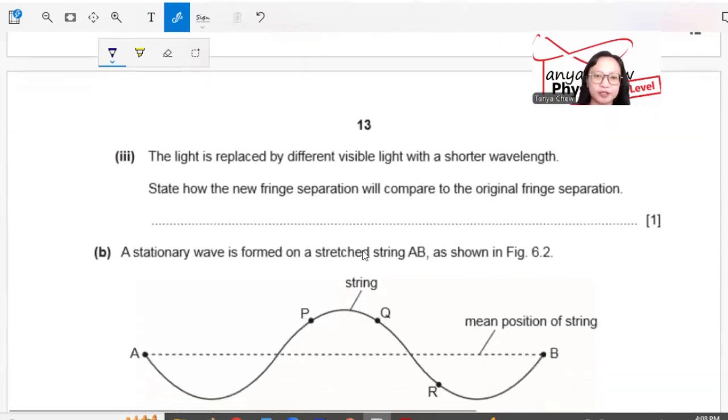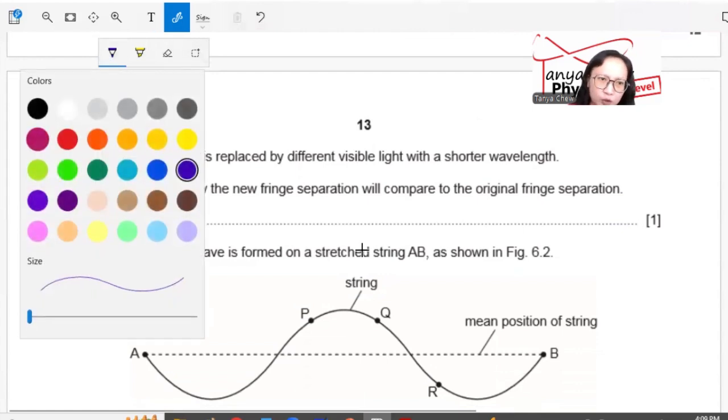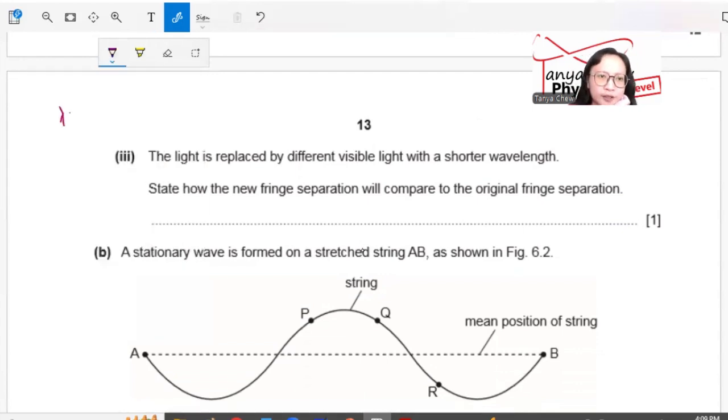The next one: the light is replaced by different visible light with a shorter wavelength. State how the new fringe separation will compare to the original fringe separation. Well, when you see this type of question, always write down the equation that you use for the calculation. So I'm going to write this now. Lambda is equal to AX over D, replaced by shorter wavelength. So wavelength decreases. A and D, same double slit that you are using, same distance between the slit and the screen. So A and D are constant. Lambda decreases, X will also decrease. So X decreases, meaning to say that the new fringe separation will be closer to each other.